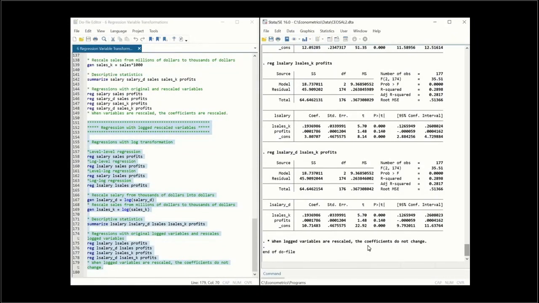So this concludes the Stata program for different transformations in the regression variables.